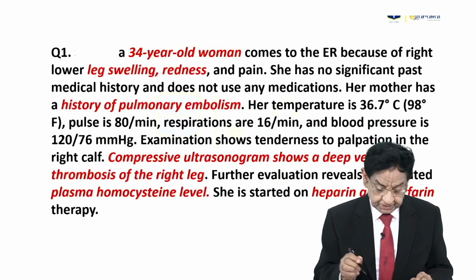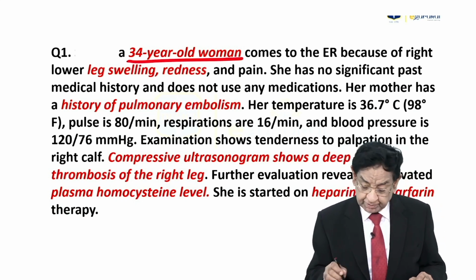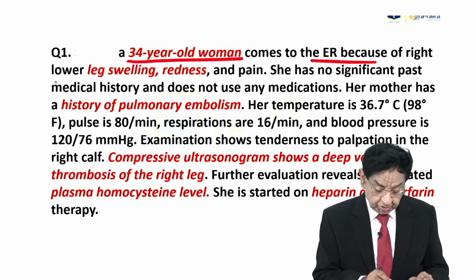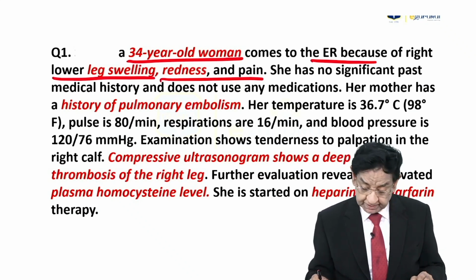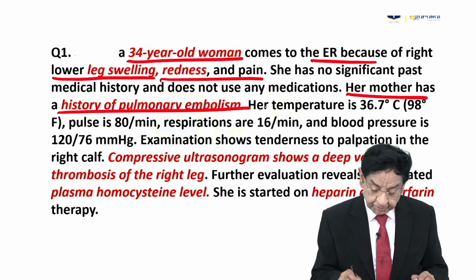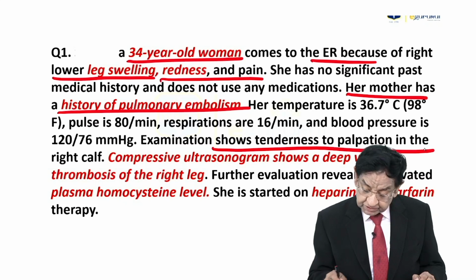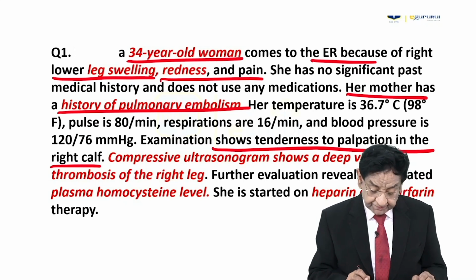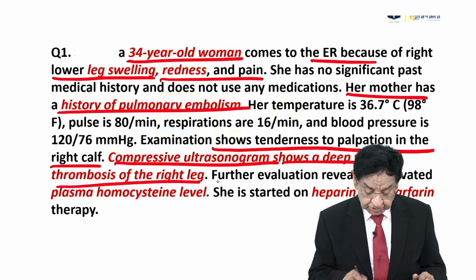Hello everyone. So we have a 34-year-old woman who comes to the emergency room because of right lower leg swelling, redness and pain. Her mother has a history of pulmonary embolism. Vitals are normal and examination shows tenderness on palpation of the right calf. Compressive ultrasonography shows a deep vein thrombosis of the right leg.